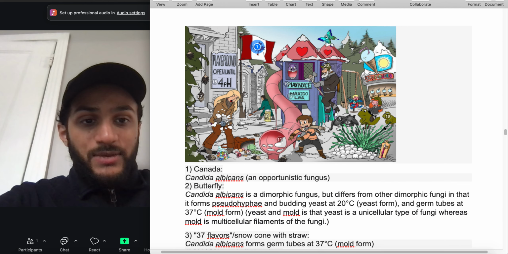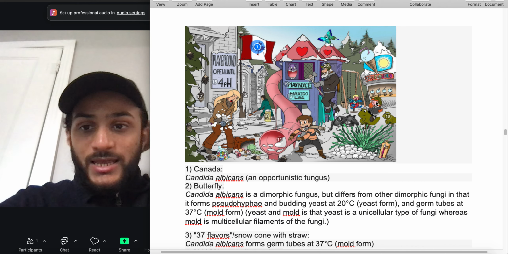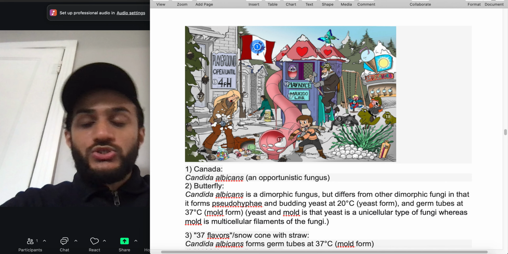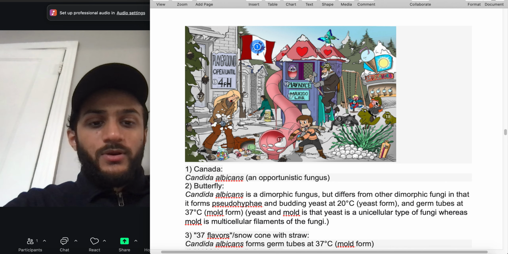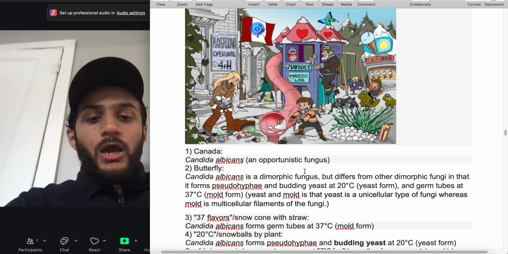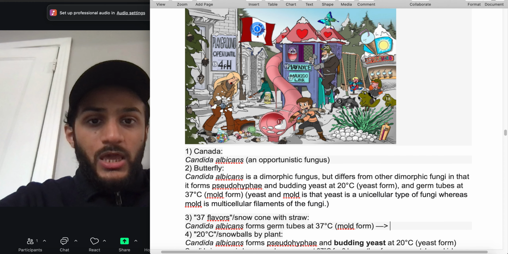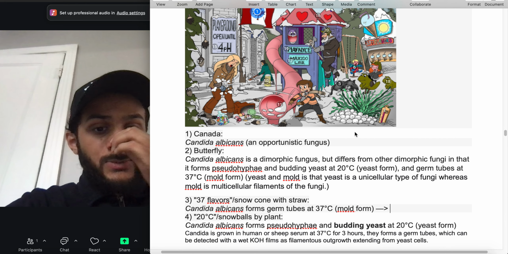Then we can see at 37 degrees over here that Candida albicans forms germ tubes at 37 degrees. So as you expect, cold mold, heat yeast, but over here it's opposite. In the cold it's a yeast, and it's a mold in the heat, which is showing over here: germ tubes at 37 degrees, the mold form essentially. The next thing, when we come down over here to the 20 degree snowballs, we can see that Candida albicans forms pseudohyphae and budding yeast at 20 degrees, which is the yeast form.